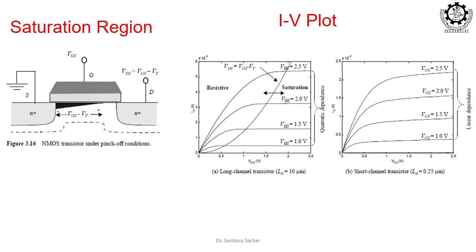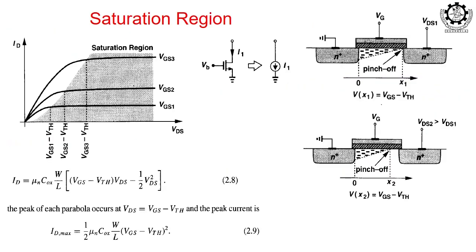So, last day we discussed how to derive the current equations. We have derived the complete current expression: I_D is equal to mu_n C_ox W by L, (V_GS minus V_TH), which is known as the overdrive voltage, into V_DS minus half V_DS square. So, this is your complete equation. In this equation you can put three conditions.